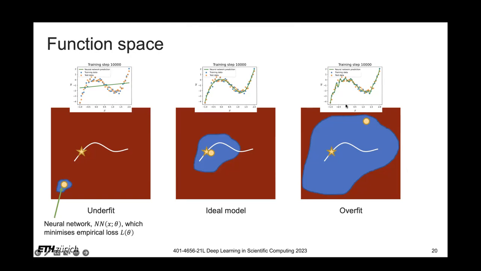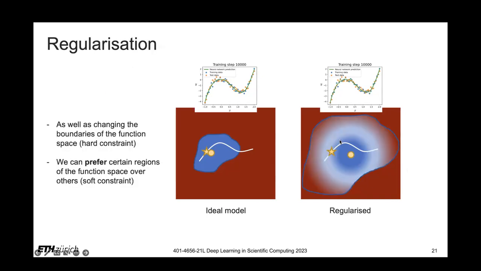So one way that we can improve this situation on the right is to, instead of just having any sort of function within this boundary that the neural network can model, try and put some preference on the specific model that it should look for. So instead of changing the boundaries of the function space, which is increasing the number of parameters of the network, for example, or changing the architecture, that's a hard constraint.